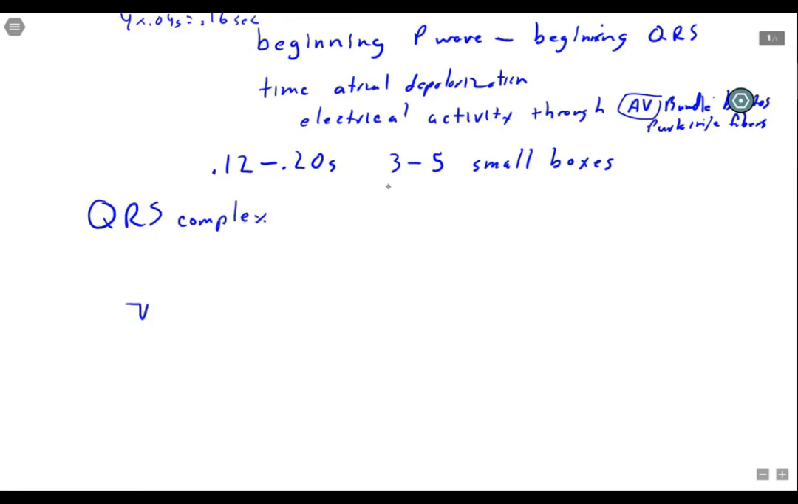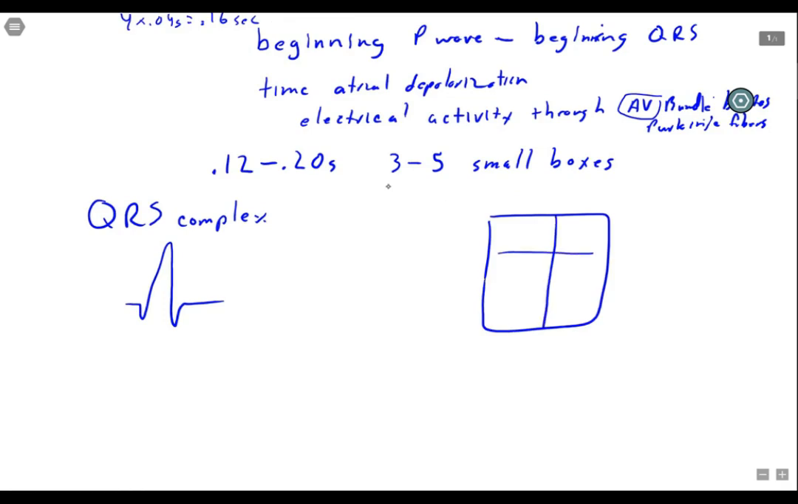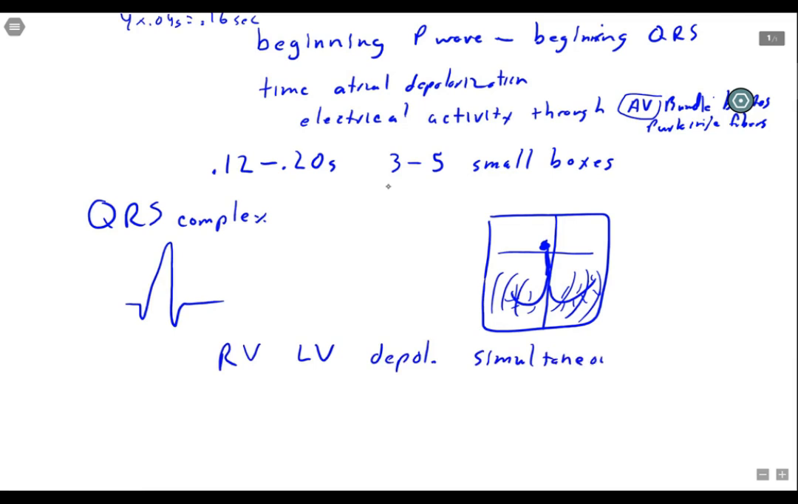All right, so we got our QRS complex. Now what's interesting, and it's important to remember, is when that electrical activity came down the bundle of His into the right and left bundle branches and off those Purkinje fibers, the electrical activity is essentially depolarizing both the left and right ventricles simultaneously. So the right ventricle and the left ventricle depolarize simultaneously. Because that's a lot of muscle tissue to be depolarizing, and it would take a long time to go from one side to the other.